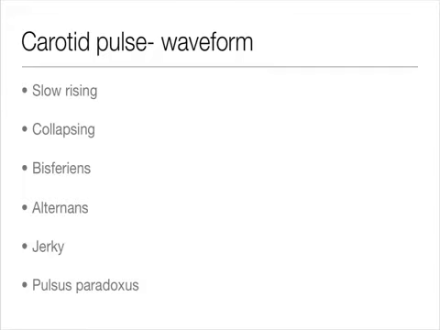Pulsus alternans is alternating strong and weak cardiac impulse, and this can be found in severe left ventricular failure. A jerky pulse can be seen in hypertrophic obstructive cardiomyopathy, and pulsus paradoxus, where there's a weaker pulse on inspiration, and remember we define that as greater than 15 mm of mercury in the blood pressure on inspiration.